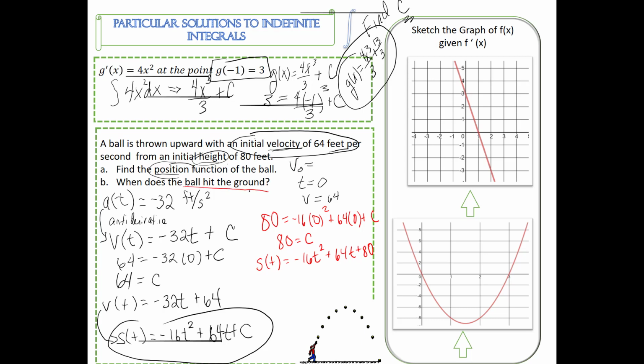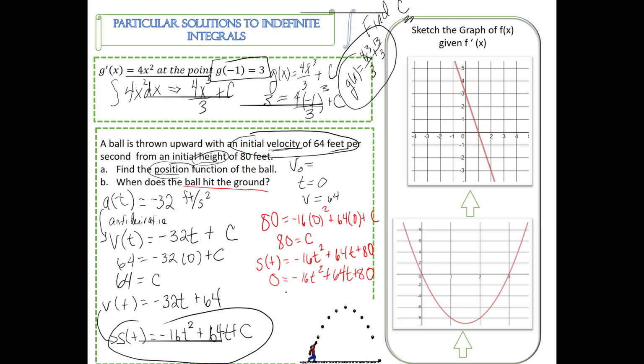Well, when the ball hits the ground, that's a position. So I'm going to use position. And the ball hits the ground, that would equal 0. So 0 equals negative 16t squared plus 64t plus 80. So you have a quadratic. You can either use the quadratic formula, or because this is a book problem, I'm assuming it can factor.